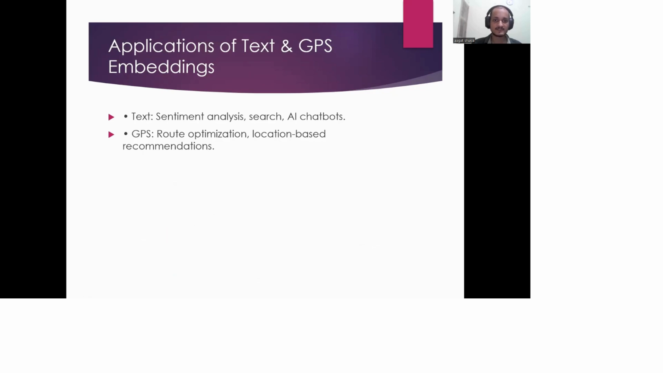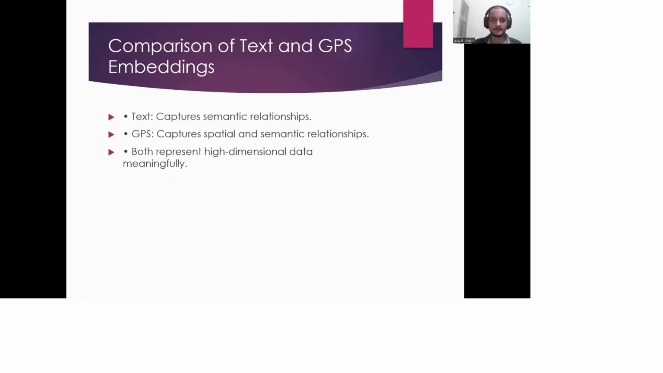Now, certain applications of text embeddings are semantic analysis, search, and AI chatbots. ChatGPT is also one of the most powerful engines running today, and it is also based on text embeddings. For GPS purposes, we need route optimization and location-based recommendations. For these types of algorithms, we need a vector representation of GPS lat-longs, and then we use those embeddings to learn spatial observations or patterns in geographical data.